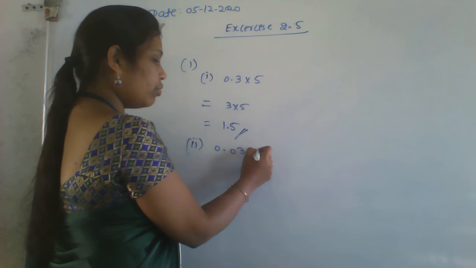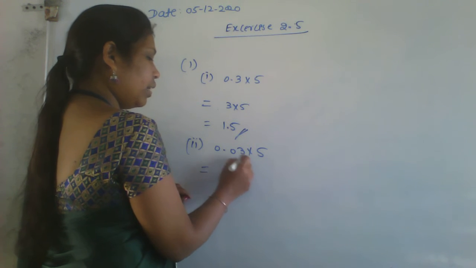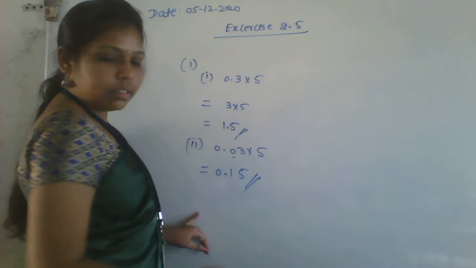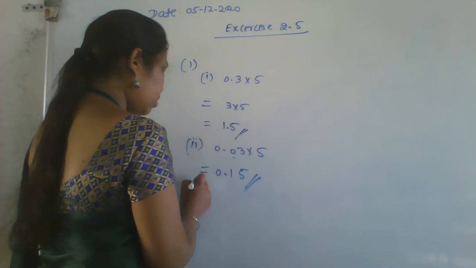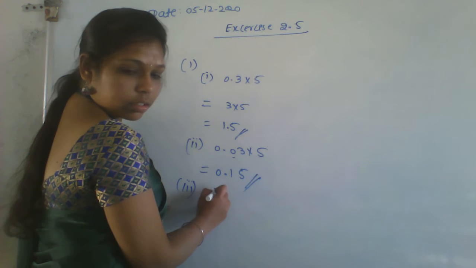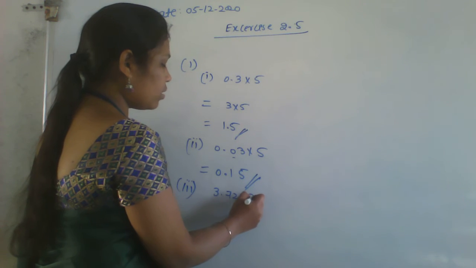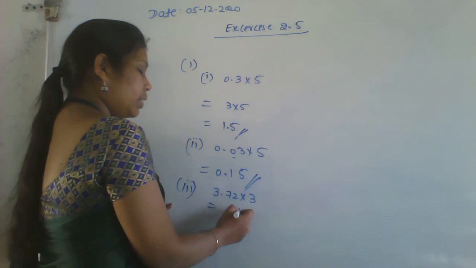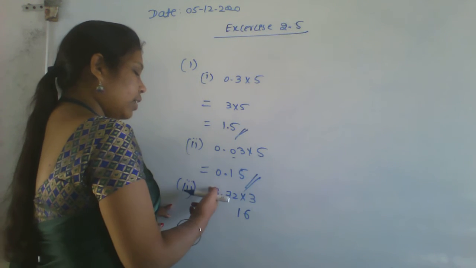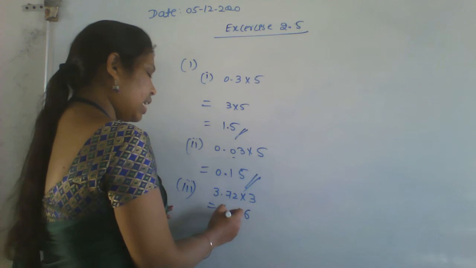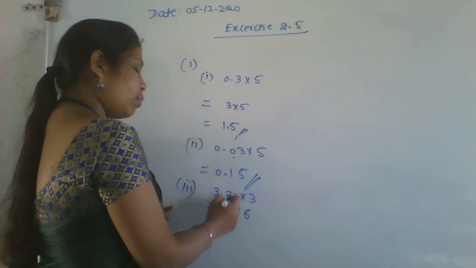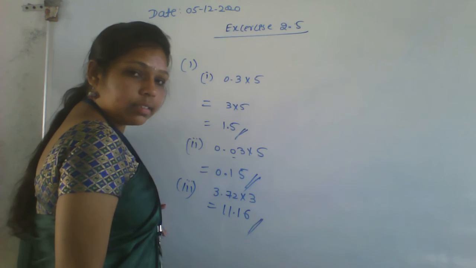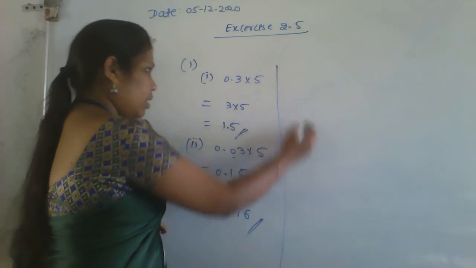0.03 into 5. Same, 15. Two numbers means here, 0.15 is the answer. Next, third one. 3.72 into 3. That is 3 2s are 6, 3 7s are 21, 2 carry, 3 3s are 9, 9 plus 2 is 11. After two decimal places there is a point, so put a point. 11.16 is the answer. Next, fourth one.